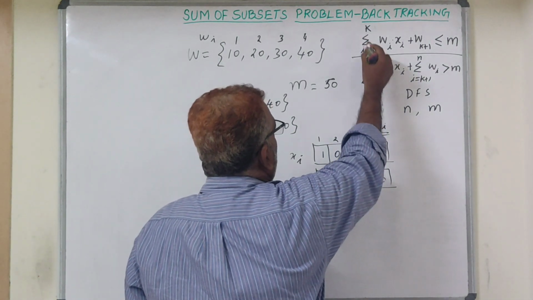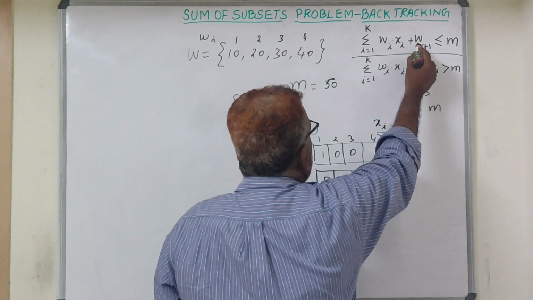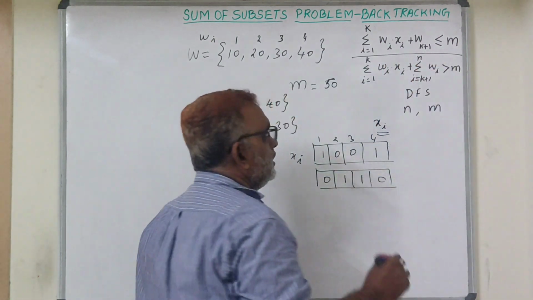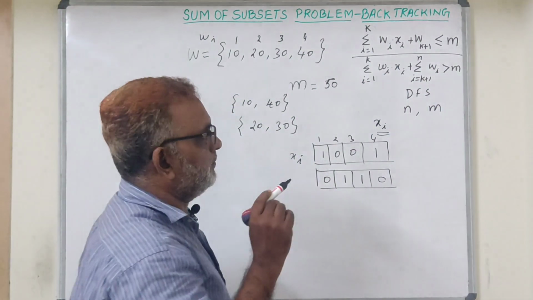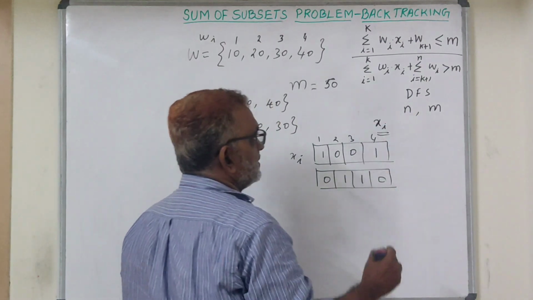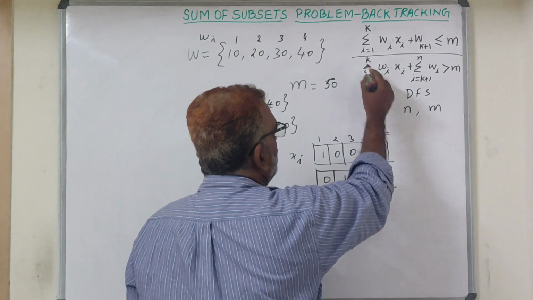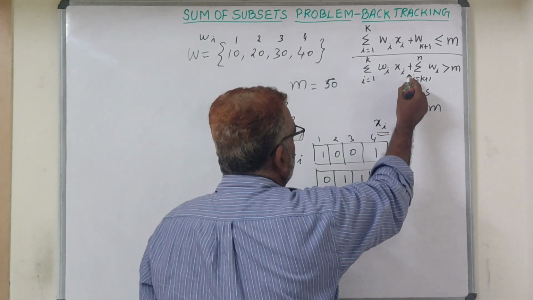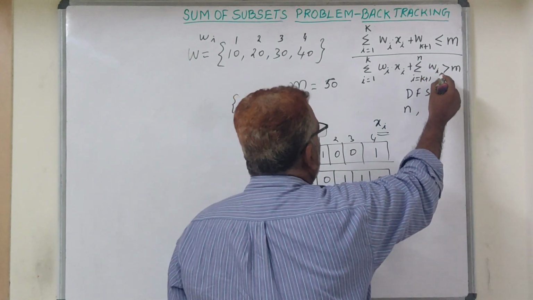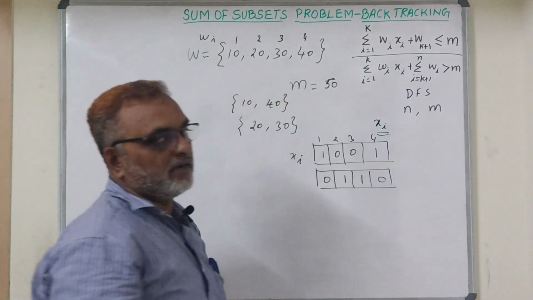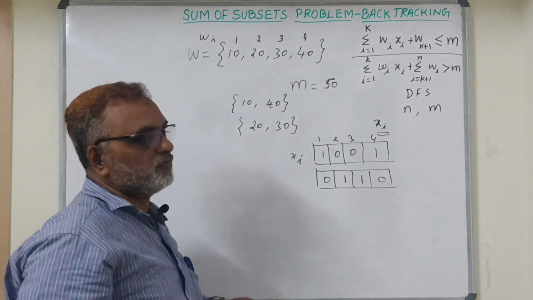Summation i equal to 1 to k of wi into xi plus w k plus 1 should always be less than or equal to m. The other bounding constraint is summation i equal to 1 to k of wi into xi plus summation i equal to k plus 1 to n of wi should always be greater than m. These are the two constraints which you have to follow.